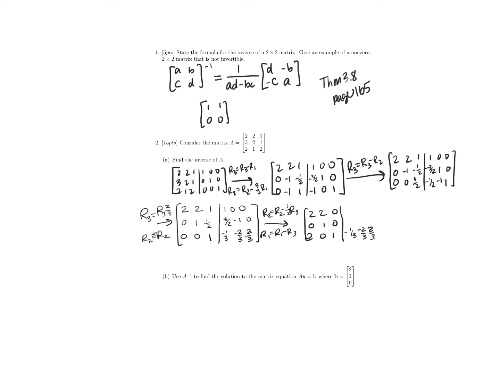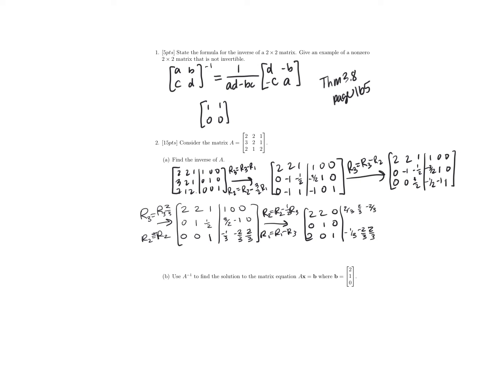Okay, so row 1 is row 1 minus row 3. So 1 minus 1/3 would be 2/3. And 0 minus 2/3 is 2/3. 0 minus negative 2/3 is just positive 2/3. 0 minus 2/3 is negative 2/3.